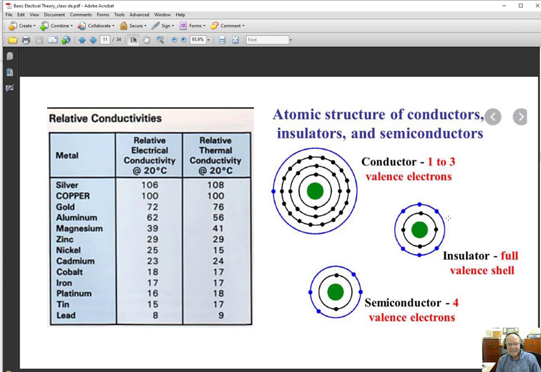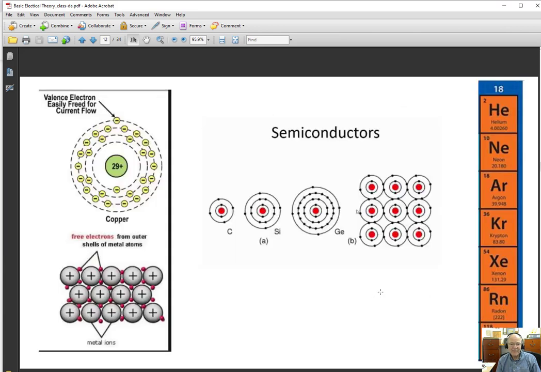Insulator over here, full valence shell. Now they're only showing 6 here because this particular atom that they selected, 6 is the total load in the outer shell. I think they should have put 8 in there because that's what's true in most cases. I didn't notice that when I found this image. But then a semiconductor has 4, which means if you can get one to go away, you have a conductor. If you get another one to join it, you have an insulator.